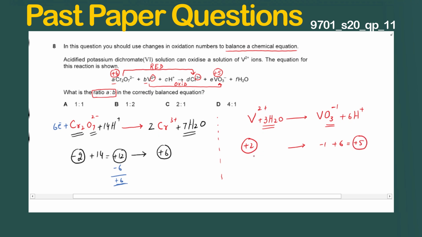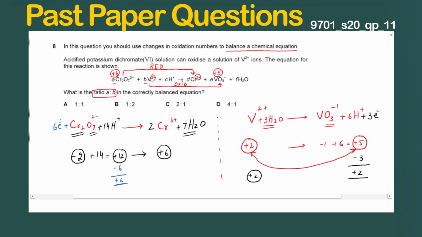Now the charges are not balanced. So it means we have to use the concept of electrons. How many electrons we have to add on this side? 3 electrons, so that we can get +2 on both sides. Now the charges are also balanced. At the end, we have to balance the electrons.